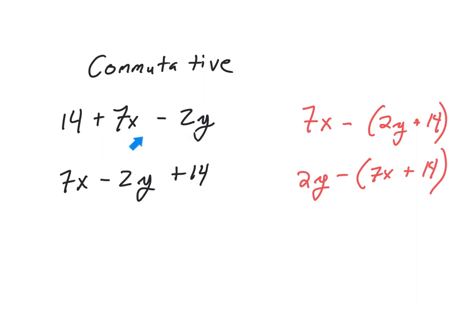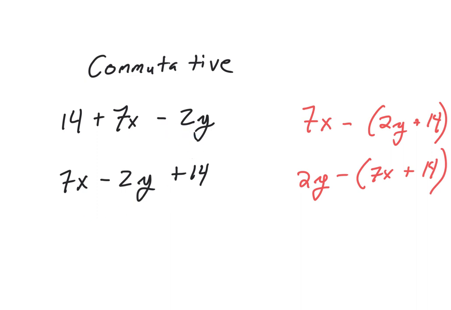Commutative property, to commute, to move around, so just moving at different locations. So we have 14, 7x, negative 2y, moving them around. The value is still the same. So therefore this works. What we're careful of and watching for, though, is making sure that if it's a negative, that travels with the coefficient and variable that it's connected to. So that negative is part of the 2y, so it's negative 2y. So down here it's also negative 2y.